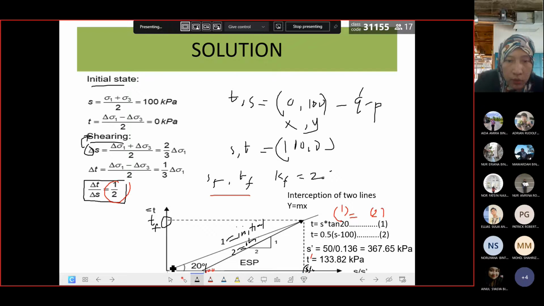So the connection between line 2 and line 1, at this point kita boleh samakan dia satu persamaan sama dengan persamaan yang kedua. The final one, bila you susun balik these equations, you akan dapat the final S is 367.65 and the final T is 133.82. Yang ni you can substitute in any one equation yang you ada kat sini.